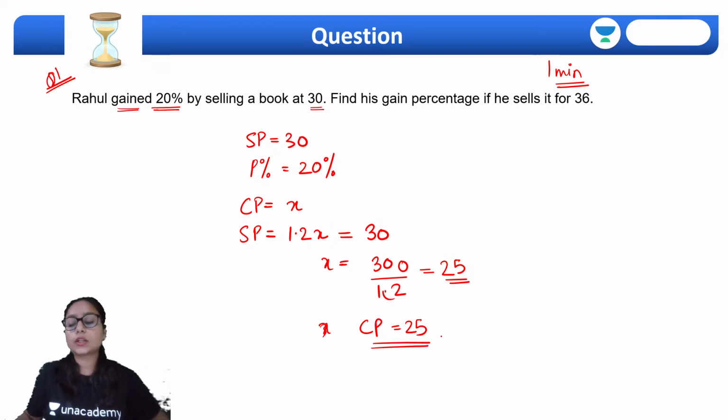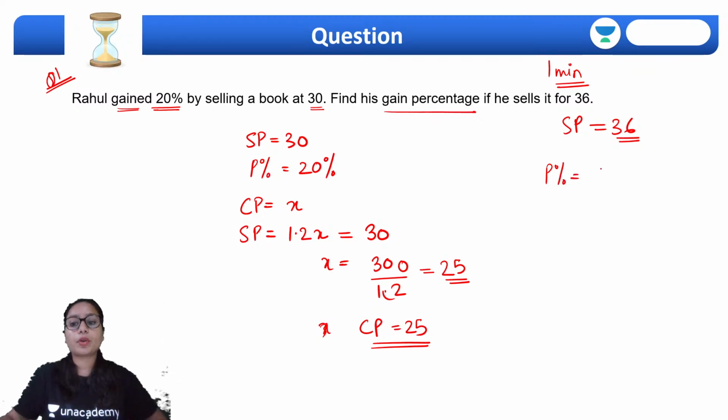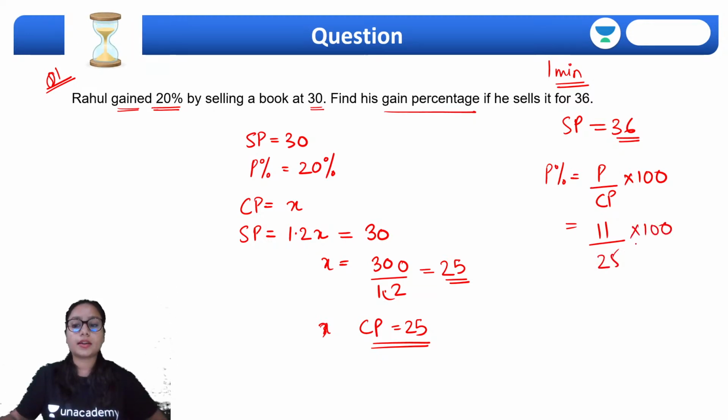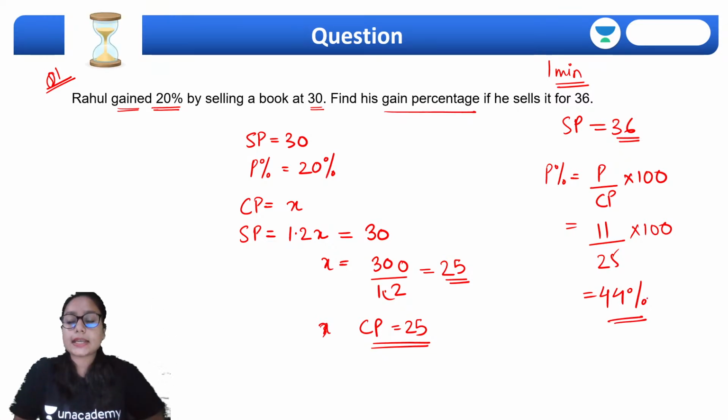Okay, now we know that cost price is 25, and the new selling price is given as 36. We have to find the profit percent, gain percent, right? So profit percent will be profit upon cost price into 100. Now what is the profit here? 36 minus 25, that is equal to 11 upon 25 into 100, which is equal to 44%. Yes, correct. 44% is the right answer. I hope this question is clear to everyone. Some of you answered 20% earlier. I hope this is clear.